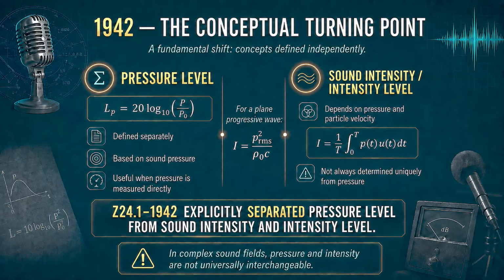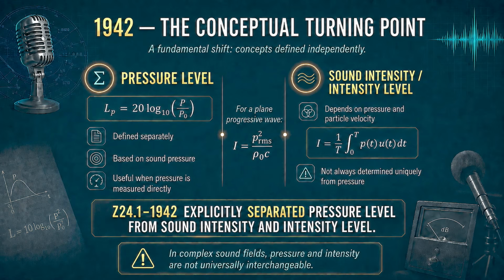This brings us to 1942. By 1942, the equation already existed. Pressure level had already been defined. So what was still missing? Conceptual independence. In the American Standard Acoustical Terminology, Z24.1, 1942, pressure level was explicitly defined separately from sound intensity and intensity level. Why is this distinction so important?